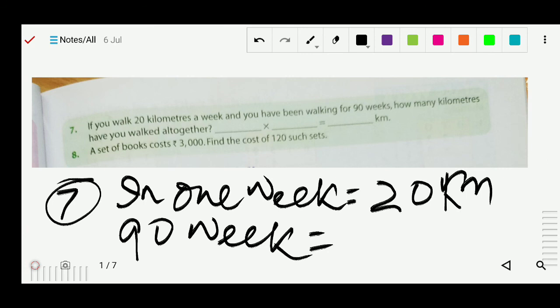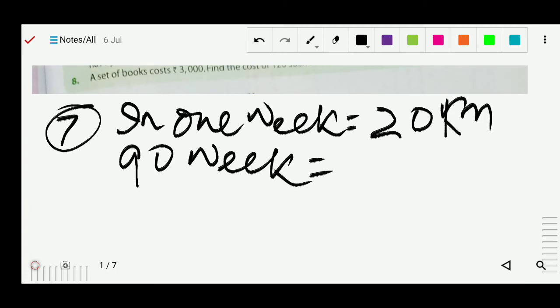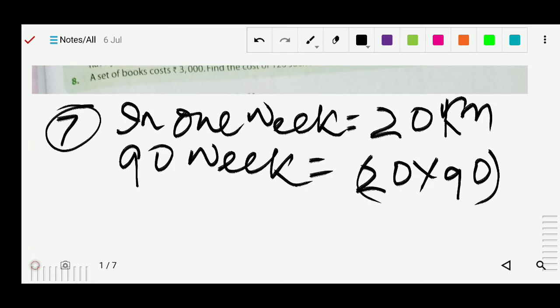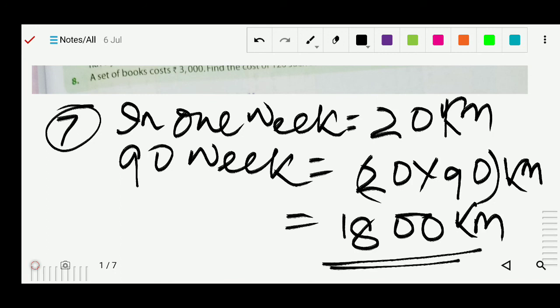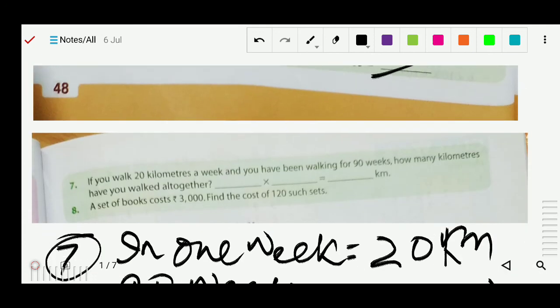Now in 90 weeks, how much distance will we travel? Of course more. In 1 week if we travel 20, then in 90 weeks we will travel more, which means multiply. So this 20 will be multiplied by 90, and this is in kilometers. Multiply: 2 nines are 18, and how many zeros in total? 2 zeros are there. So we will walk 1800 kilometers in 90 weeks.